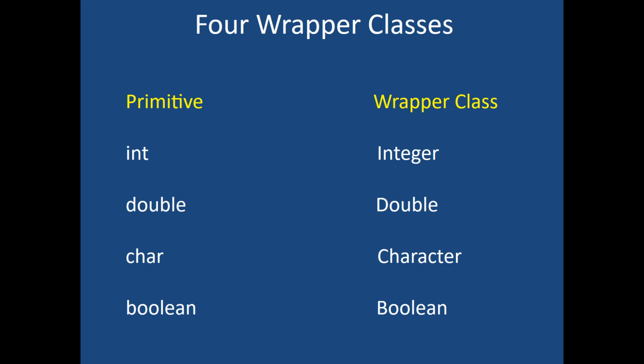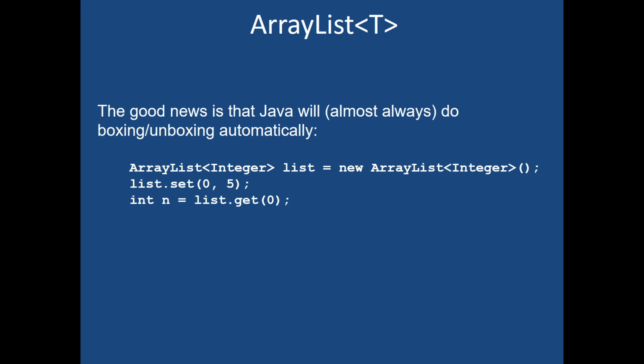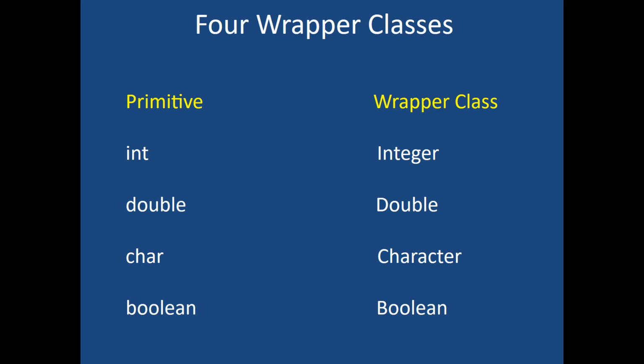So we don't have to do that. It'll do it automatically for us. And then you have to remember that if you want ints, you have to spell it Integer. If you mean doubles, you have to spell it that way, and so on.